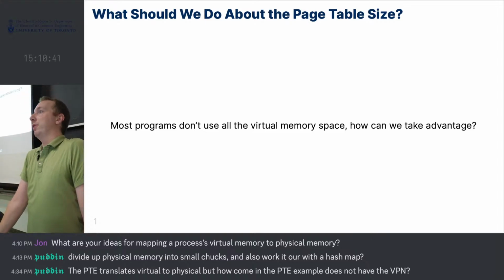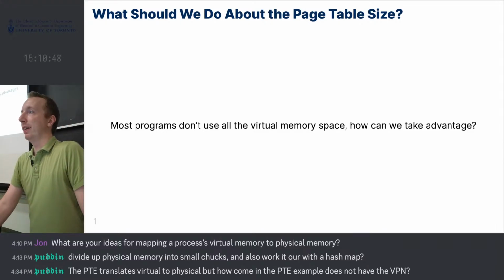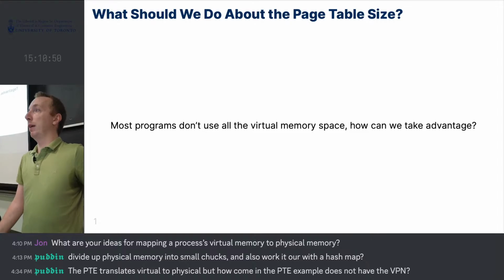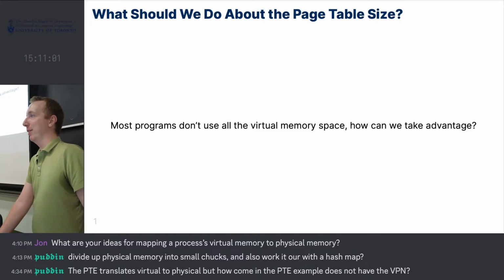If we had a giant page table for a 39-bit virtual address, it was a gigabyte, and you would have a page table per process. So that's no good. So, what can we do about this? Any bright ideas for not having a gigabyte page table?